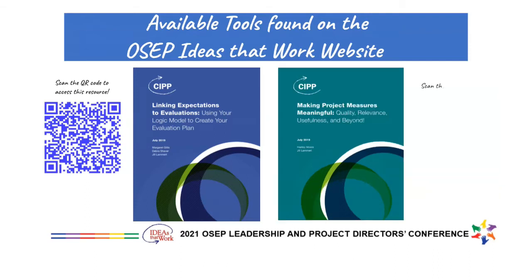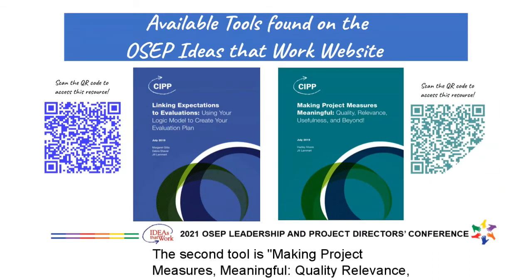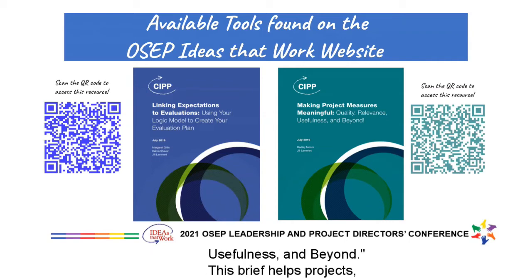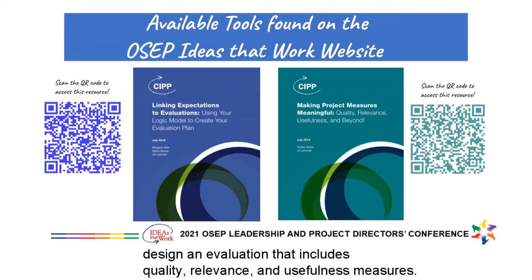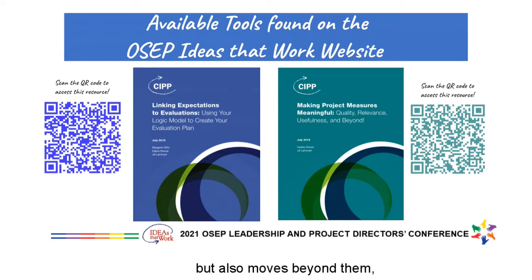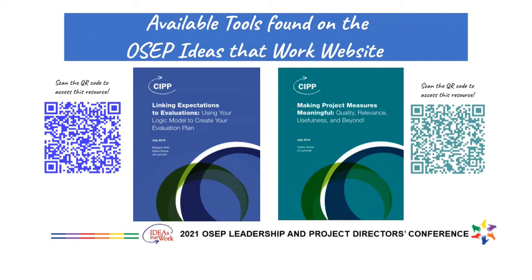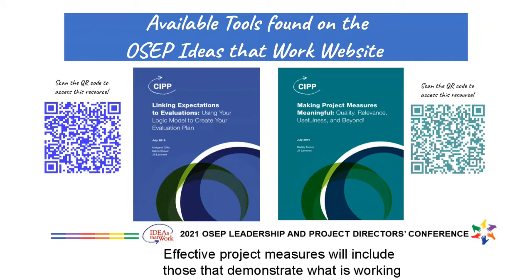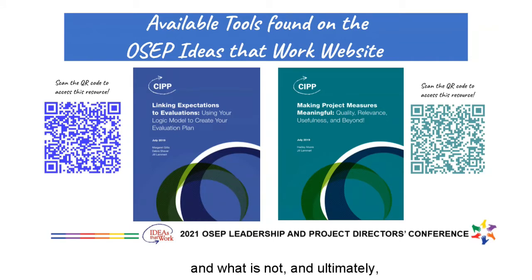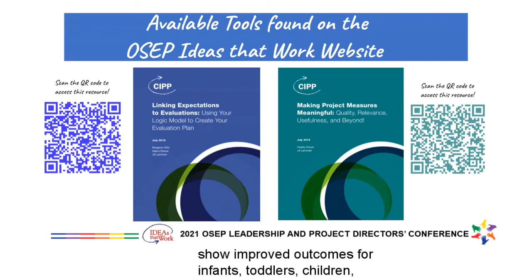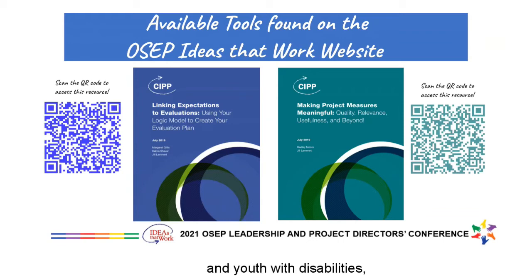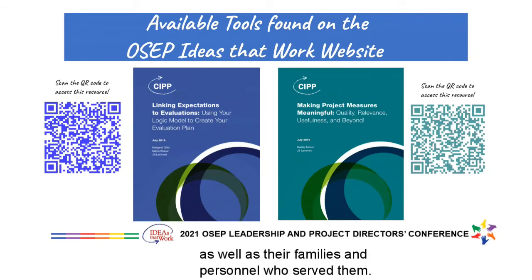and focus energy. The second tool is Making Project Measures Meaningful: Quality, Relevance, Usefulness, and Beyond. This brief helps projects design an evaluation that includes quality, relevance, and usefulness measures, but also moves beyond them with measures that show progress towards project objectives. Effective project measures will include those that demonstrate what is working and what is not, and ultimately show improved outcomes for infants, toddlers, children, and youth with disabilities, as well as their families and personnel who serve them.